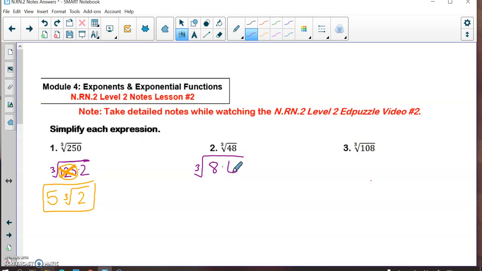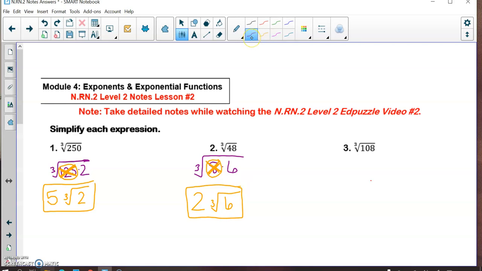Which one was the perfect cube? The perfect cube was 8. So that's the number we're going to be working with. And if we look at our chart all the way to the right, the cubed root of 8 is 2. So I'm going to cross off my 8, that disappears from underneath my radical, and a 2 comes out. And then I'm left with the cubed root of 6. 6 stays underneath my radical because it's not a perfect cube and it doesn't have any perfect cube factors.